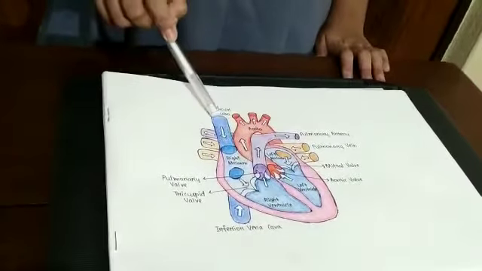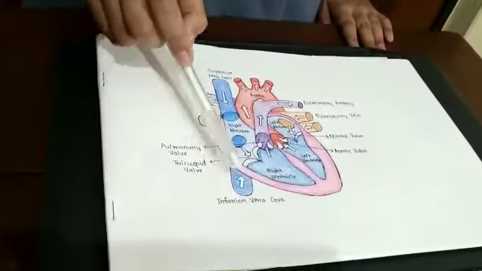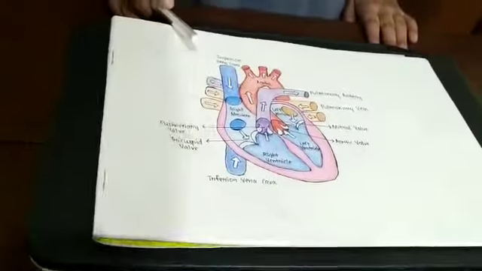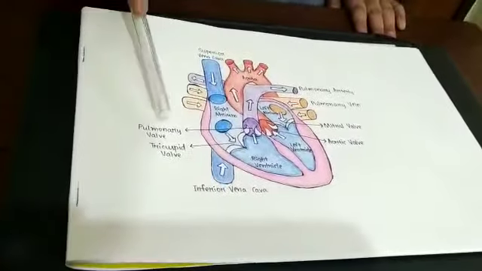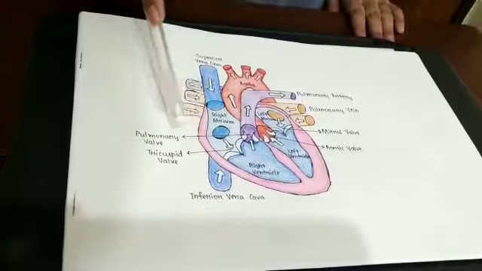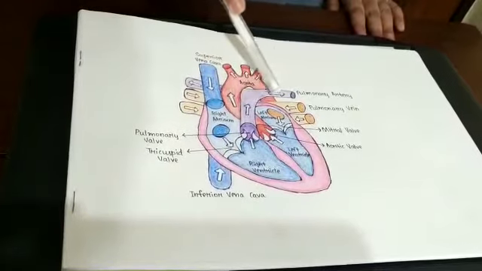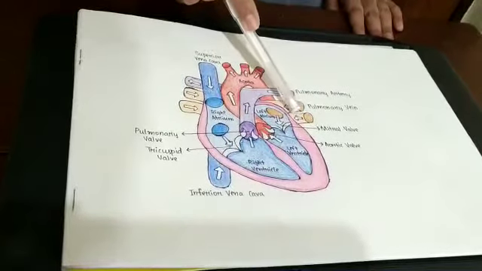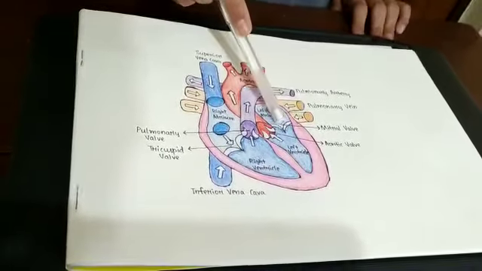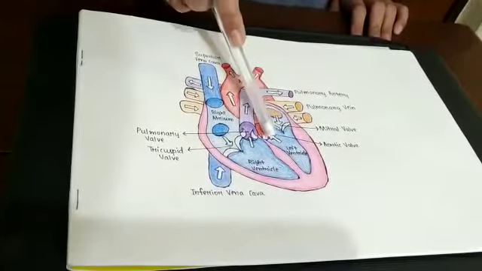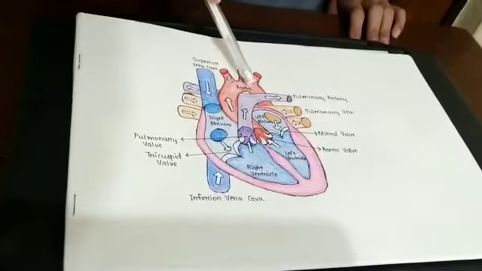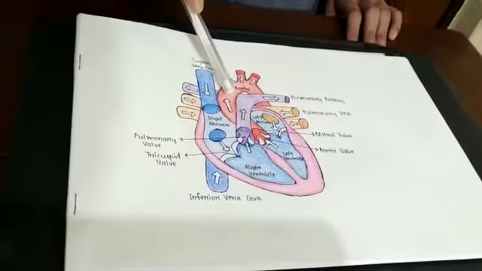This is the superior vena cava and this is the inferior vena cava. Vena cava is the biggest vein of our body. This is the tricuspid valve and this is the pulmonary valve. This is known as the pulmonary artery and these are the pulmonary veins. This is known as the mitral valve and this is the aortic valve. This is the aorta, which is the biggest artery of our body.